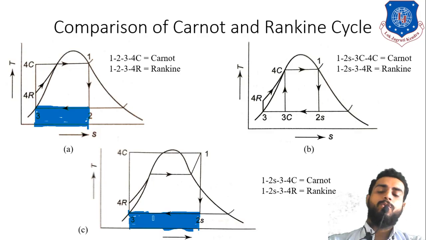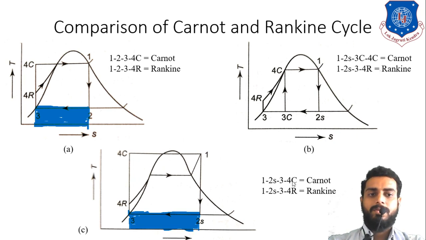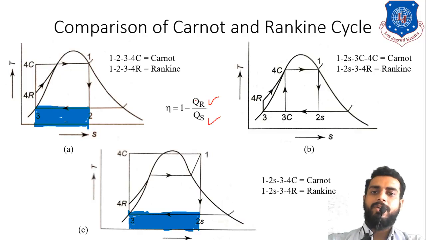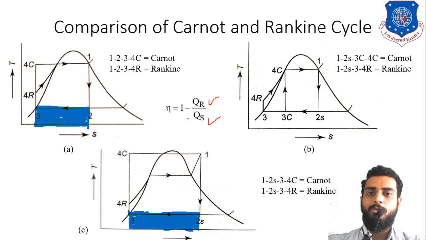So now you recall the efficiency equation. What is the equation of efficiency? Efficiency is equal to 1 minus QR divided by QS, right? So according to that equation, what will happen? This is the heat rejected, that is QR, and this is the heat supplied, that is QS. So if your QR is the same, as you can see for diagram A, for Carnot cycle as well as for Rankine cycle, the heat rejected is the same. So now what will happen?